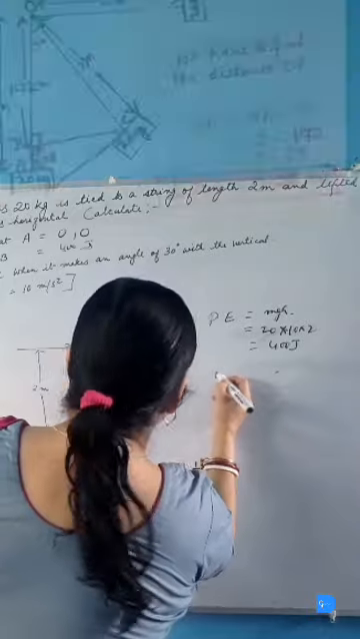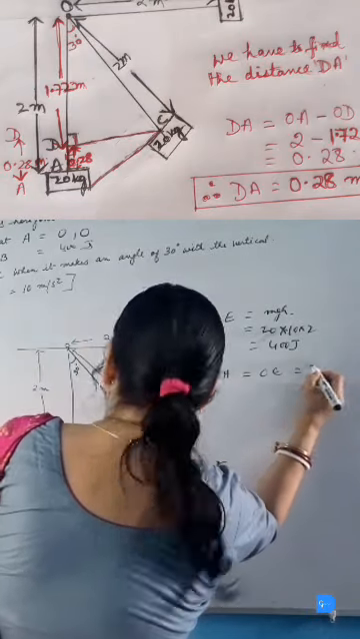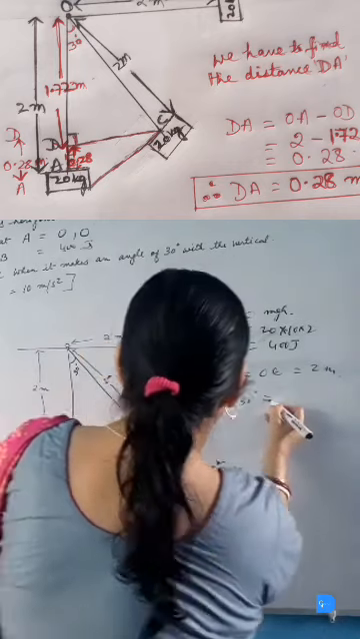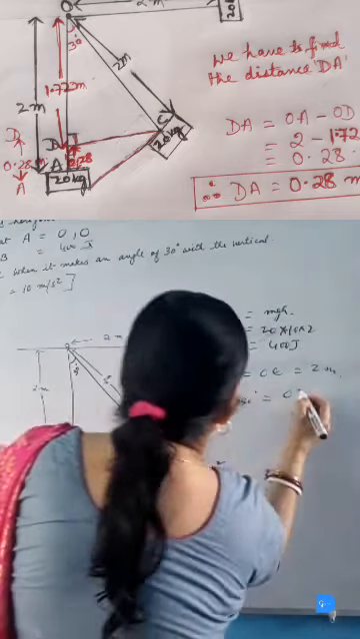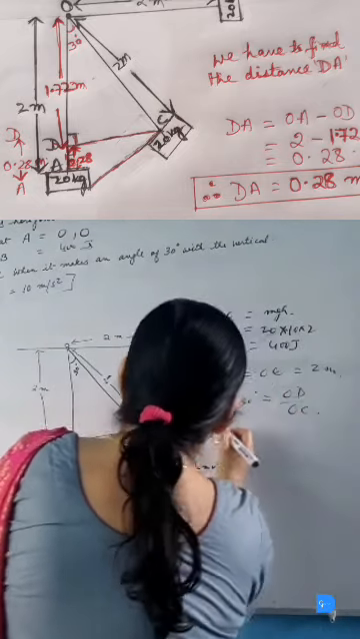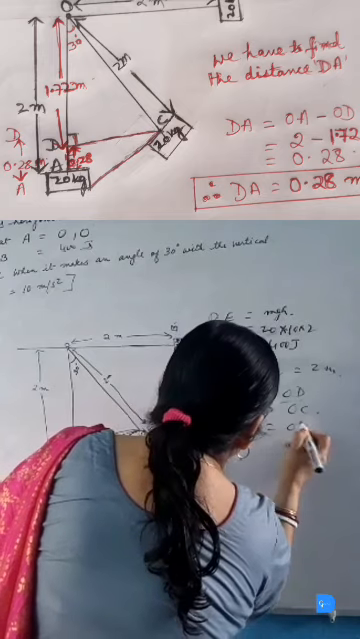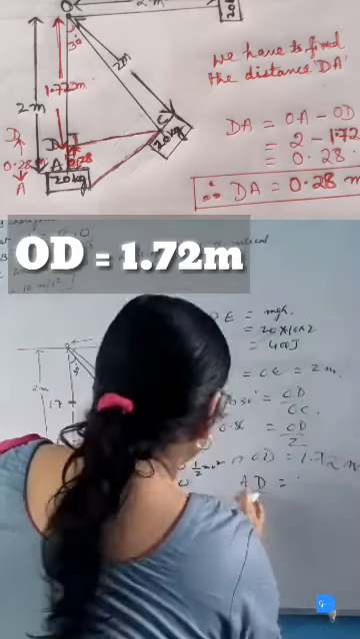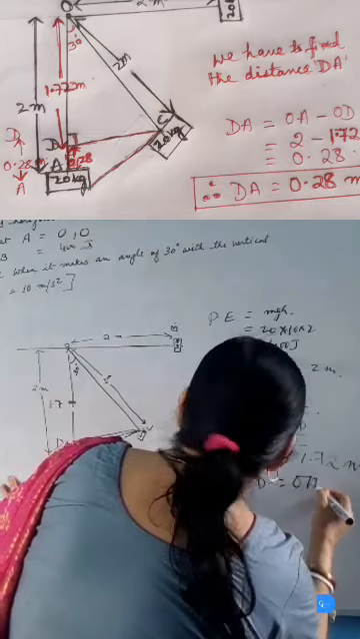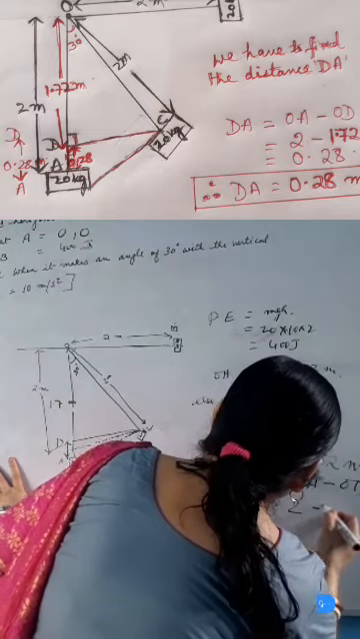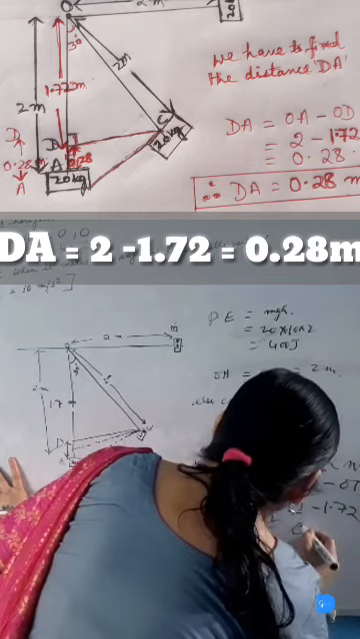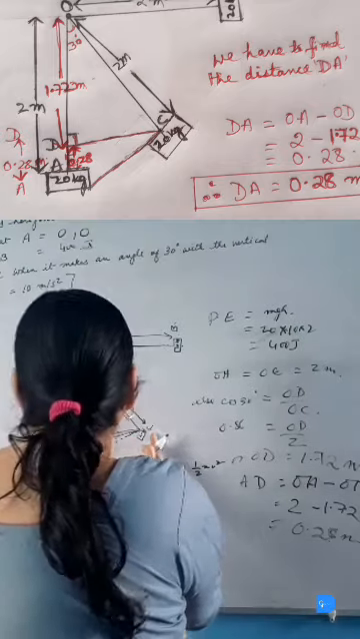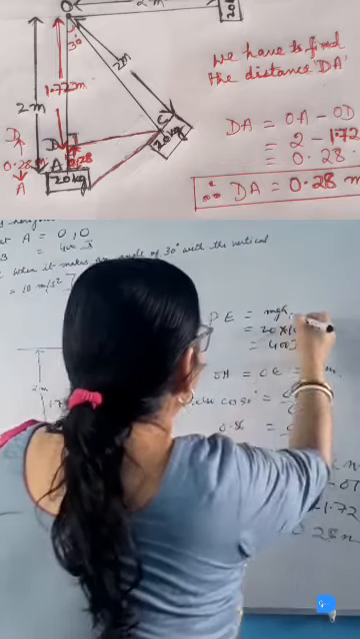It is given that OA is equal to OC is equal to 2 meter. And also we know that cos 30 degree is equal to OD by OC. Cos 30 degree is equal to 0.86 is equal to OD by 2 meter, or OD is equal to 1.72 meter. So this distance AD will be OA minus OD, is equal to 2 meter minus 1.72 meter, is equal to 0.28 meter. So 0.28 meter is the height to which the block is lifted when it is at angle of 30 degree.